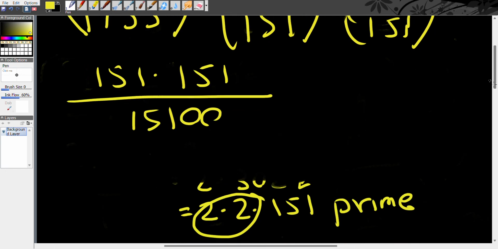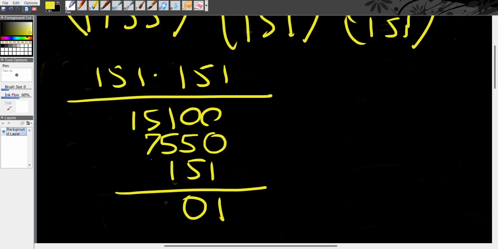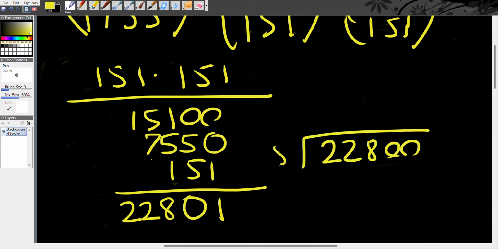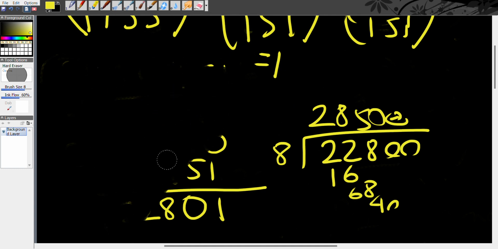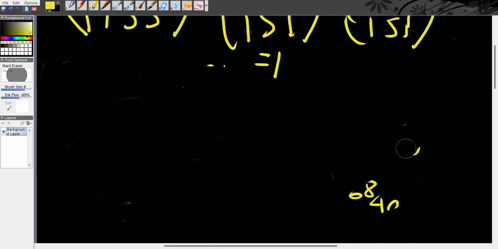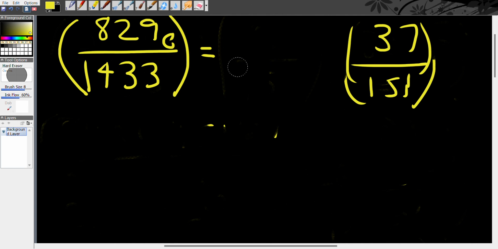Okay. And then 2, and then 151. Right? 22,801, 22,800 divided by 8 is an even number, and this is equal to 1. This Legendre symbol is equal to 1. And now we're down to calculating 37 over 151, I should say.